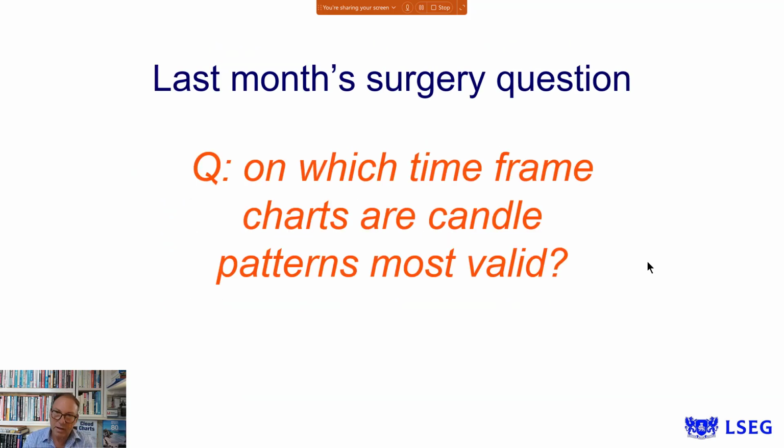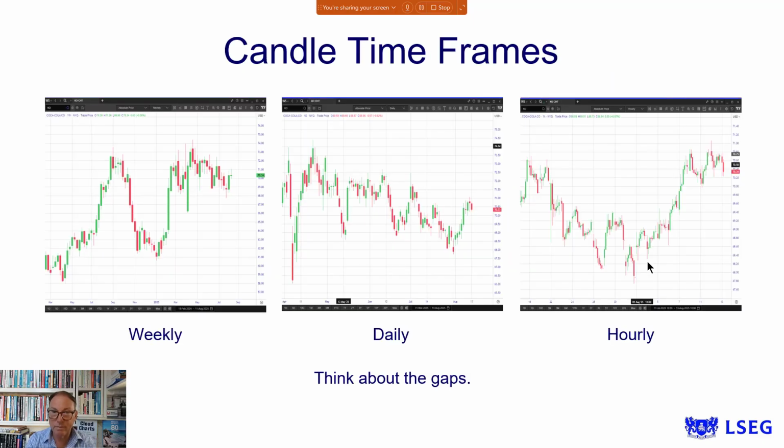Now, in last month's surgery, I asked the question, on which time frame charts are candle patterns most valid? And this is something that, again, not many people think about. So if you think about the gaps between days or candles, on a weekly chart, each candle is a week, and the gap between that week is a weekend. And on a daily chart, the gap between the candle is overnight. And on an hourly chart, the gap between each candle is a millisecond.